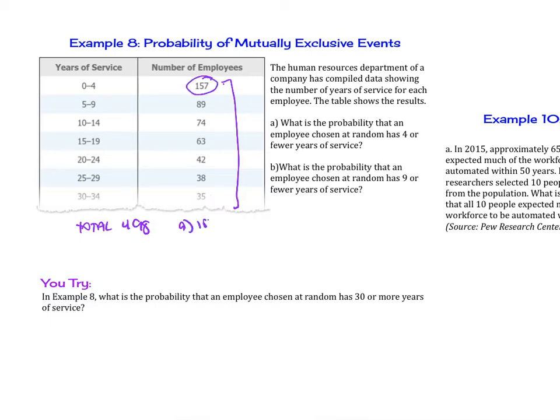So therefore, it's going to be 157 over 498, which is approximately 0.135. Now, what's the probability that an employee chosen at random has 9 or fewer years of service?